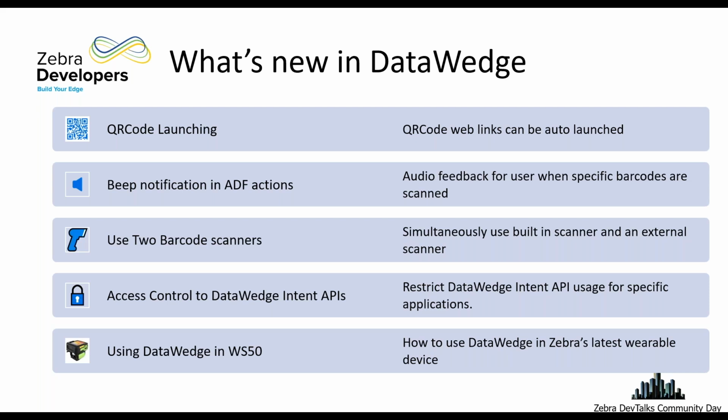And what this provides is, at the same time, you can use the internal imager or the camera scanner, and you can also connect a Bluetooth scanner or a USB scanner to your terminal and use it for barcode scanning at the same time.